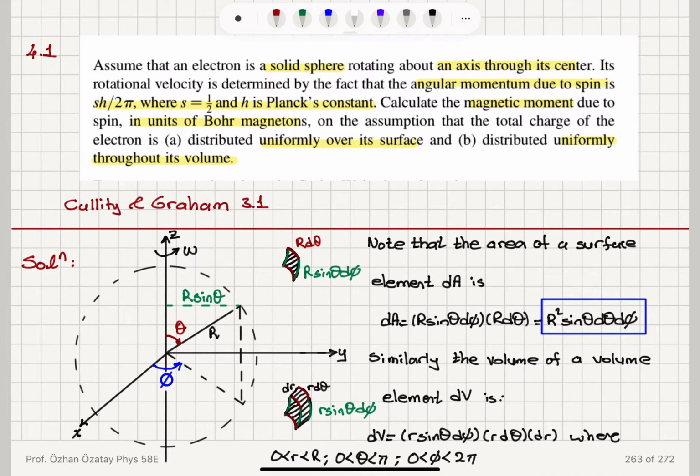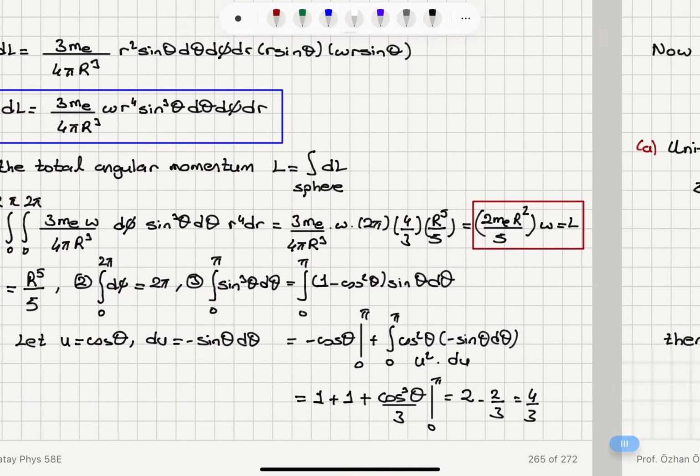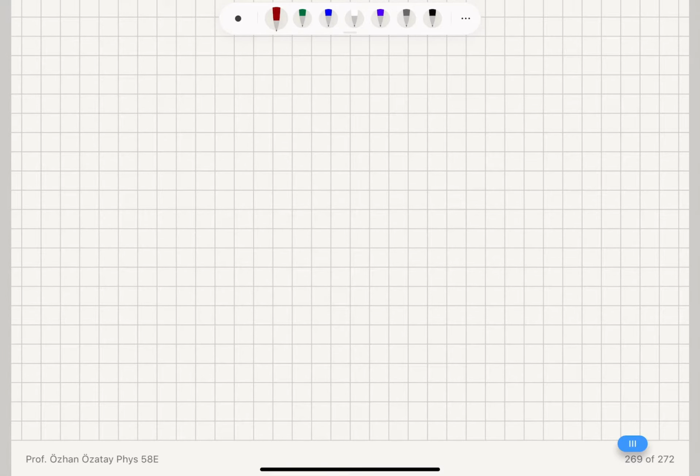Now we're going to look at part B of the problem, where we have the charge distributed uniformly throughout the volume of the sphere. Okay, so in that case, we have a uniform volume charge density. So this is part B of this problem. Uniform volume charge density that I'm going to call rho.